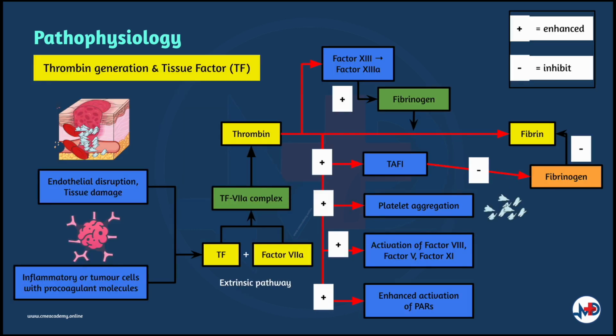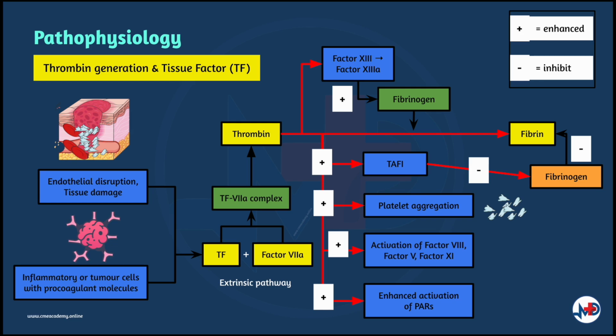So there are four simultaneous mechanisms that occur in DIC, which are thrombin generation and tissue factor, impaired coagulation inhibition system, defective fibrinolysis, and inflammatory activation. In thrombin generation and tissue factor, exposure to tissue factor in the circulation occurs if endothelial disruption, tissue damage, inflammatory or tumor cell expression of procoagulant molecules occur.